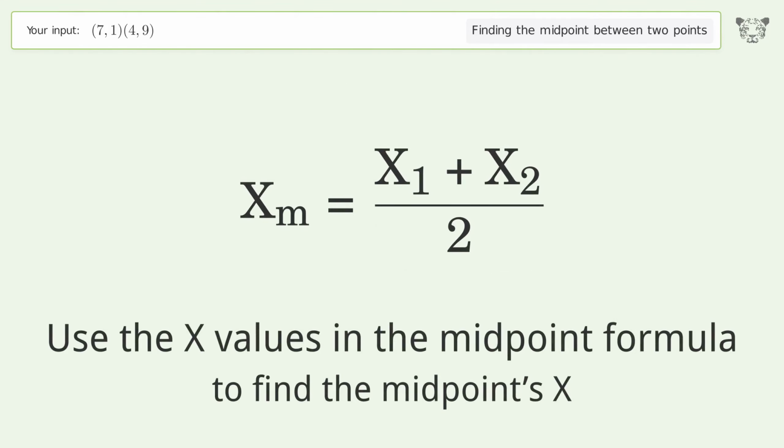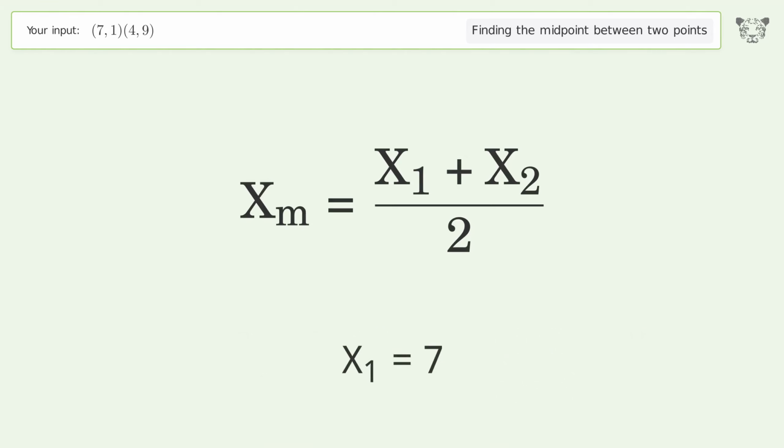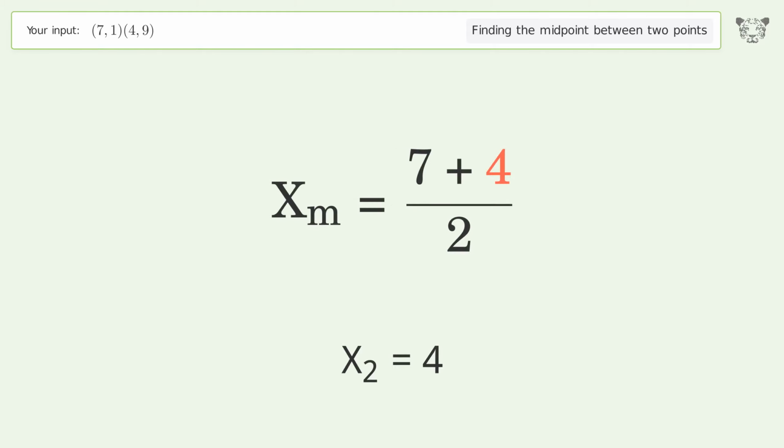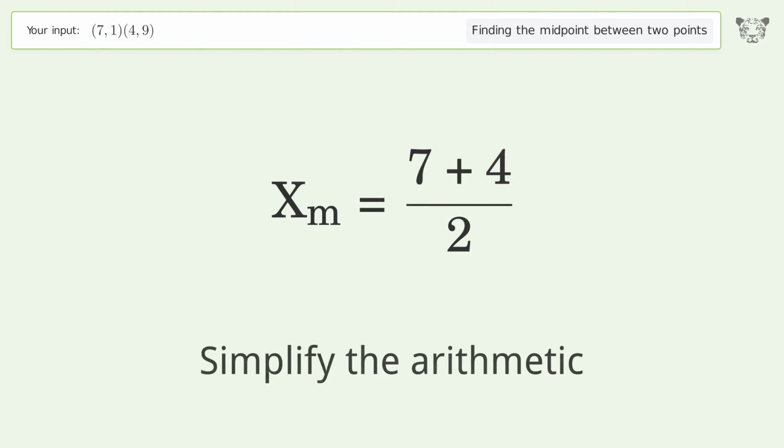Use the x values in the midpoint formula to find the midpoint's x. x1 equals 7. x2 equals 4. Simplify the arithmetic.